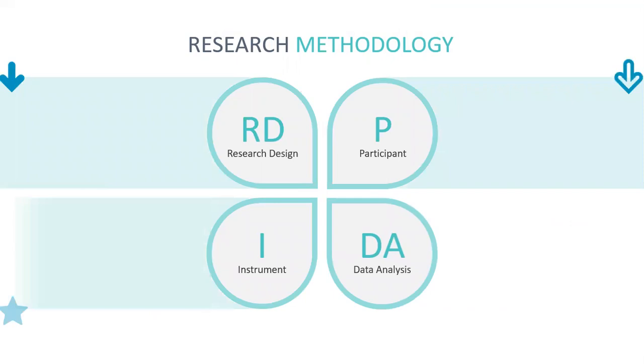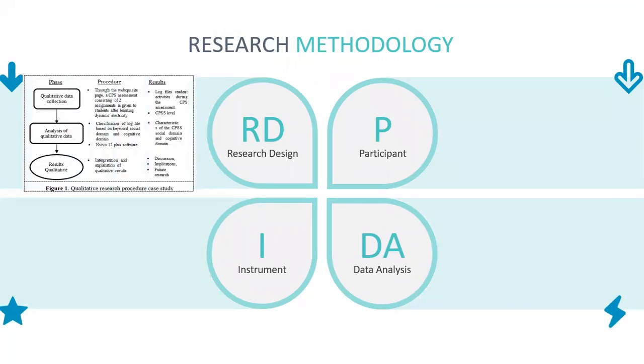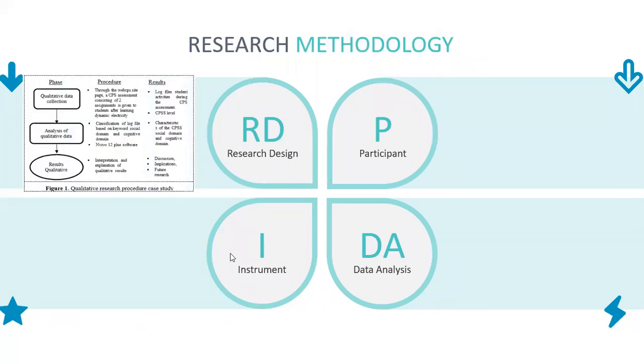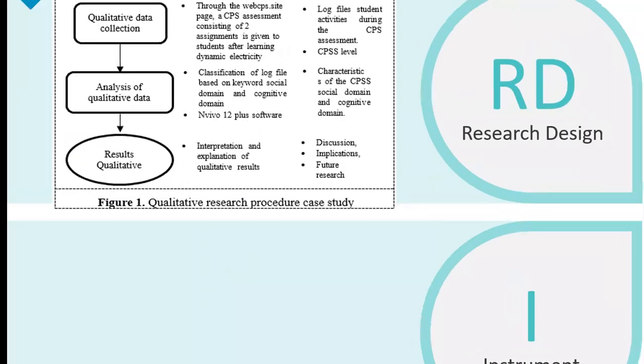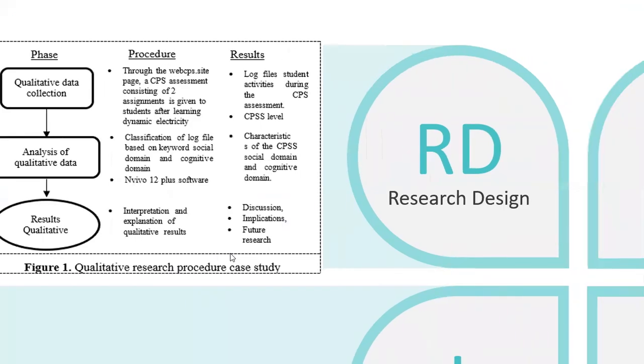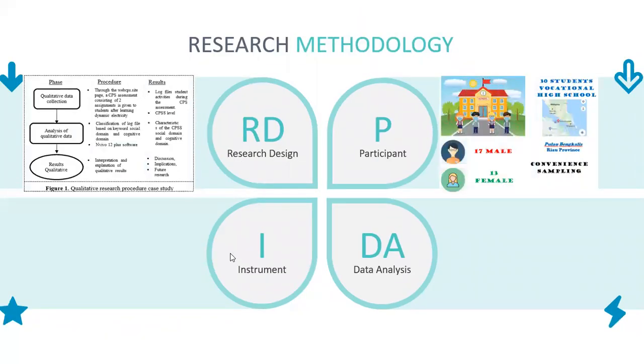There are 4 parts. In research design, we use a qualitative research procedure, case study. There are 3 phases. Phase 1, qualitative data collection. Phase 2, analysis of qualitative data. And finally, qualitative result.